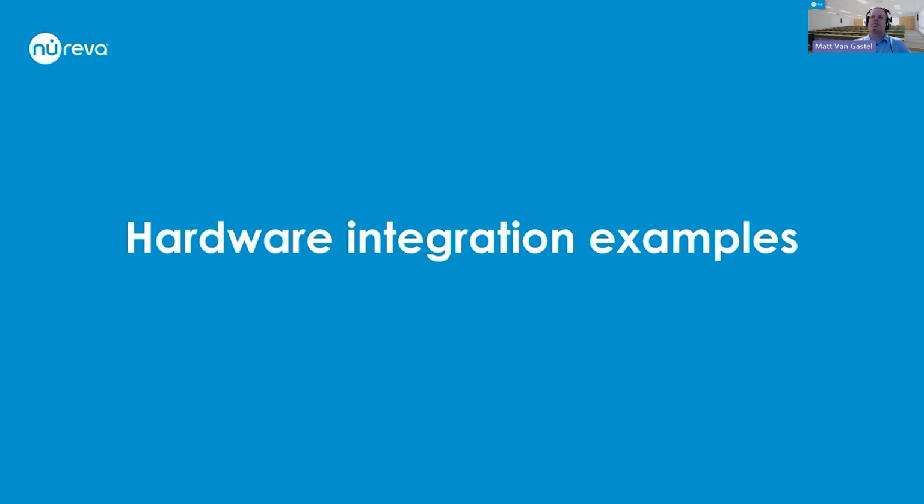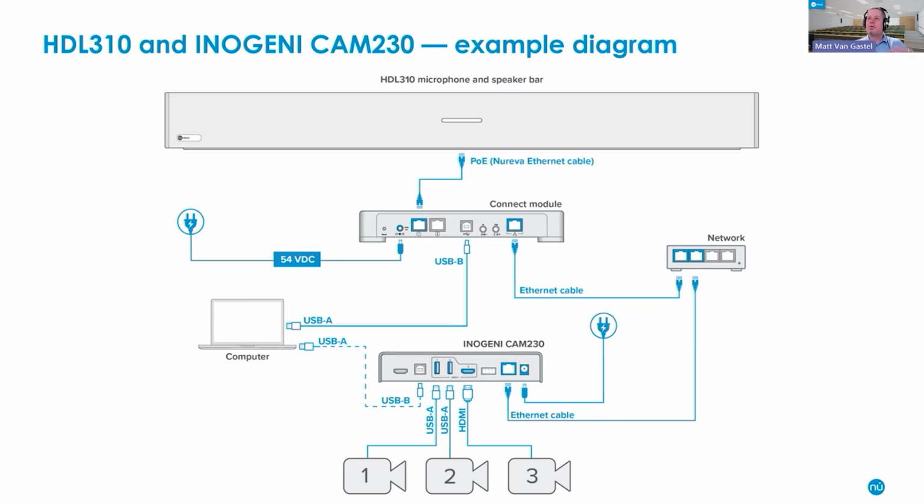Now I'm going to get into some specific hardware integration examples. First off, we're looking at the INOGENI CAM230 integration with just an HDL310. Very simple, very straightforward integration. You can see we've got the Connect module and the HDL310 microphone and speaker bar.